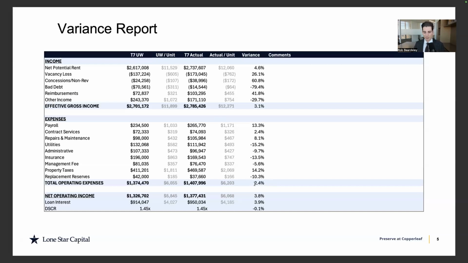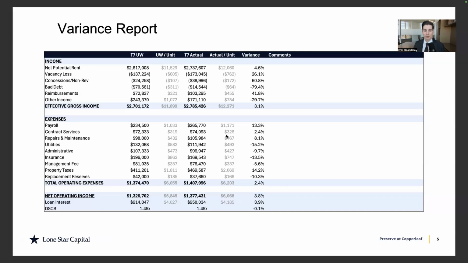But here you can see we're roughly in line on expenses. We're actually 2.4% above budget on expenses, so that's obviously not good. It is good to be 3.1% above underwriting on revenue, which nets out to a 3.8% actual result versus underwritten NOI.